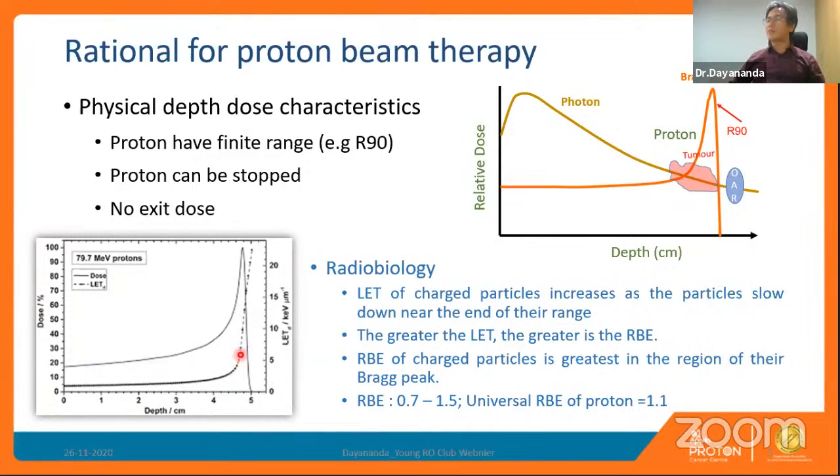And of course, the RBE is a very complex function of so many parameters. It depends on the types of radiation, the types of charged particle, the LET, the dose per fractionation, and the cell type. So it is a very, very complex function, but in vivo studies suggest that the RBE of proton may range from 0.7 to 1.5. And universally, the RBE of proton is considered as 1.1 from the dose prescription point of view.